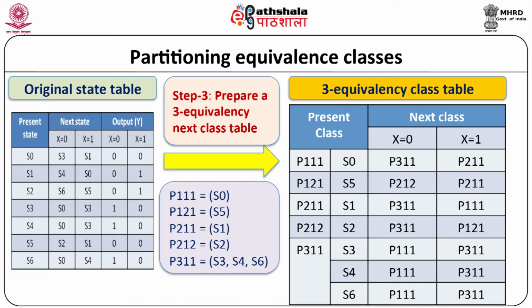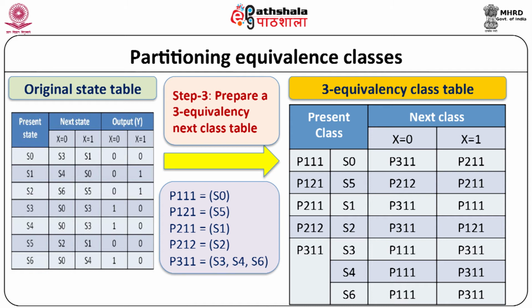The 3 equivalency classifications are: P111 includes only S0, P121 includes S5, P211 includes S1, P212 includes S2 and P311 includes S3, S4 and S6.